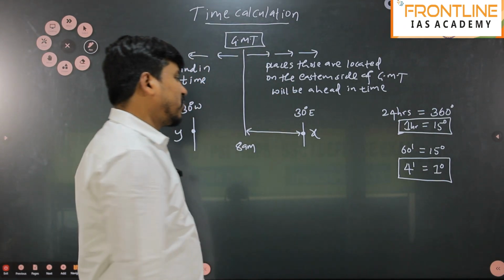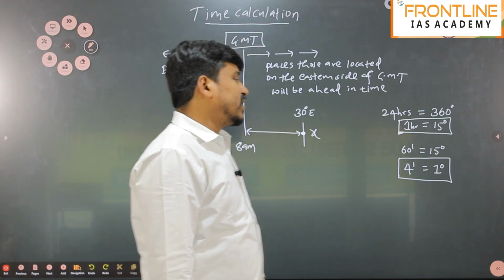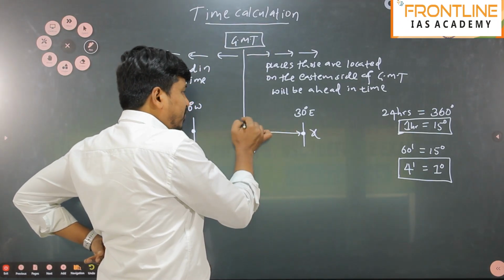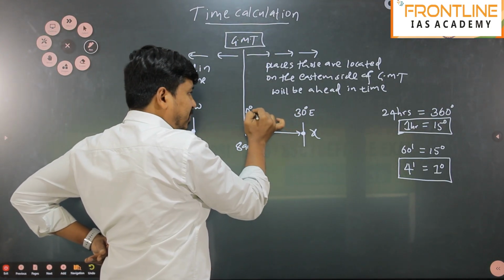For movement of 1 degree, Earth takes 4 minutes. Or for movement of 15 degrees, Earth takes 1 hour. These are very, very important points. And here the difference is 30 degrees. This is 0 degree, GMT meaning 0 degree. And here 30 degrees. The difference is 30 degrees.